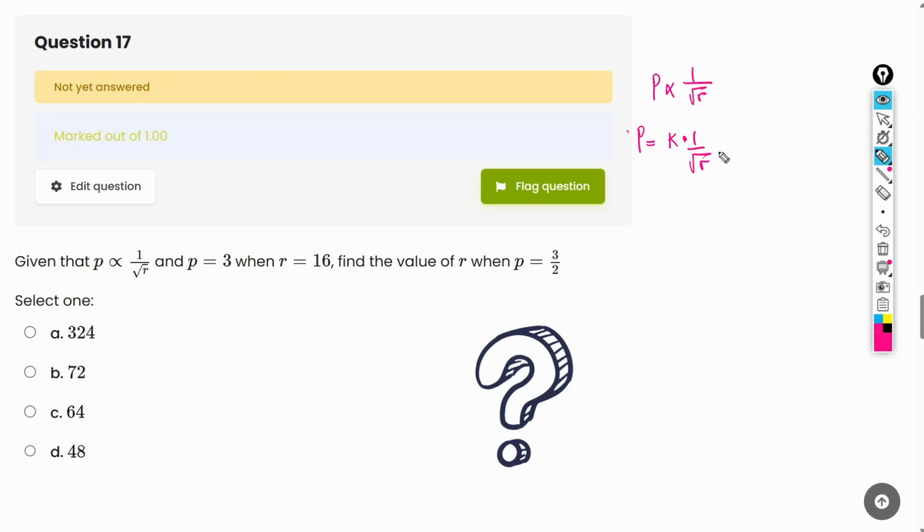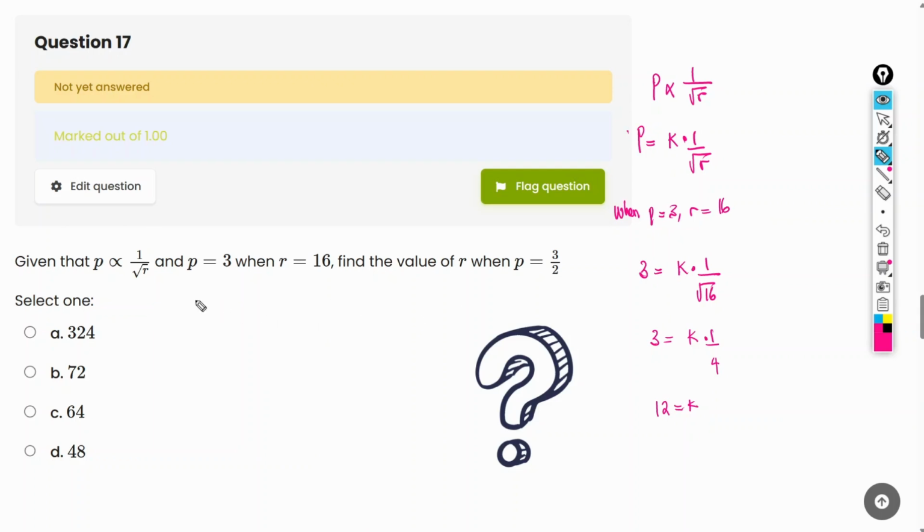So next is to solve for the value of k, knowing that when p is equal to 3, r is equal to 16. So we can drop this in and solve for k. We'll have 3 is equal to k times 1 over the square root of 16. So 3 is equal to k times 1 over 4. That means that k would be 12.